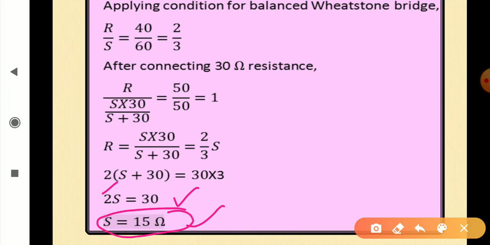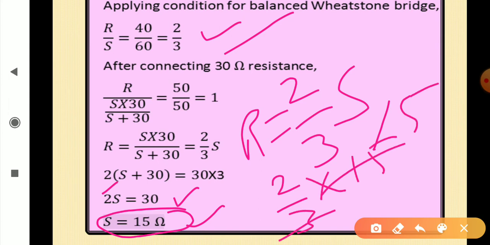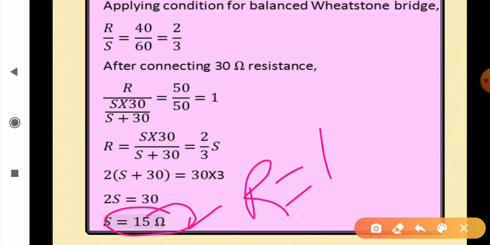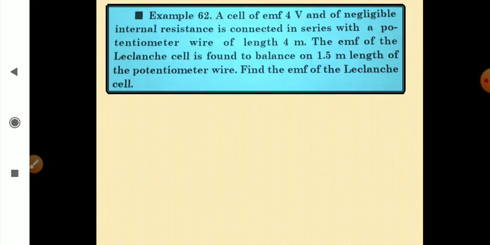We have found out the resistance S is equal to 15 ohm, and you know that R is equal to 2 upon 3S from this relation. So this is 2 upon 3 into 15, and 3 fives are 15, so this is 10 ohm. So S is equal to 15 ohm and R is equal to 10 ohm. In this way you can use this concept of balanced Wheatstone bridge to solve problems of meter bridge.